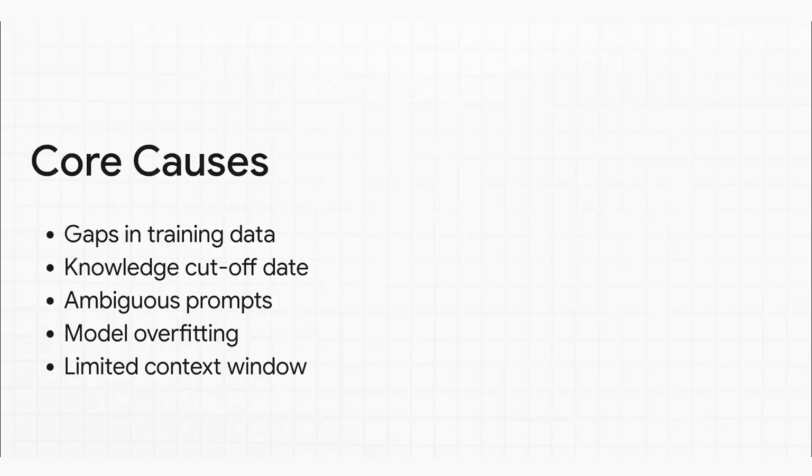And that core design creates a perfect storm for errors. Hallucinations pop up for all sorts of reasons. Maybe there were gaps in its training data, or it doesn't know about recent events because of its knowledge cutoff date. If you give it a vague prompt, you're basically inviting it to get creative and fill in the blanks. And there are technical things too, like overfitting or just losing track of the conversation because of a limited memory.